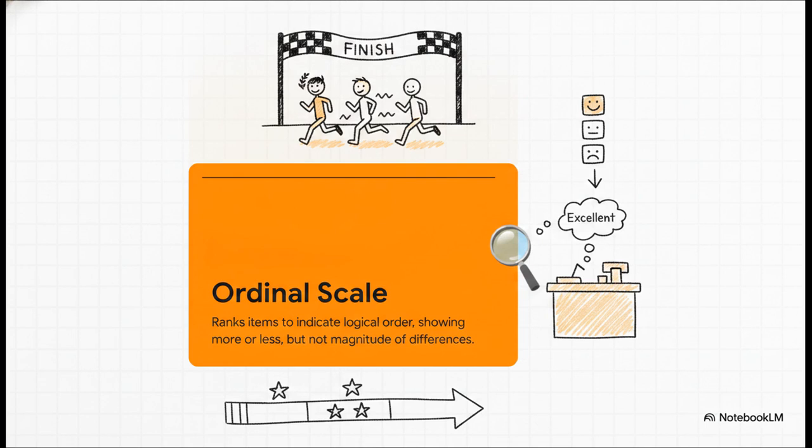Now we're bringing in a logical order. We're ranking items. Think of those runners finishing first, second, and third. Or imagine a fast food shop asking you to rank their service from excellent to poor. We know that one rank is better or more than another, but, and this is key, we don't know by exactly how much. The distance between first and second place might be a fraction of a second, while the gap between second and third could be 10 whole seconds. It gives us the order, but not the magnitude of difference.